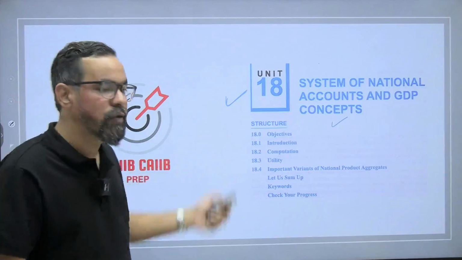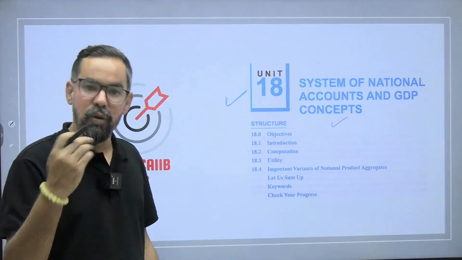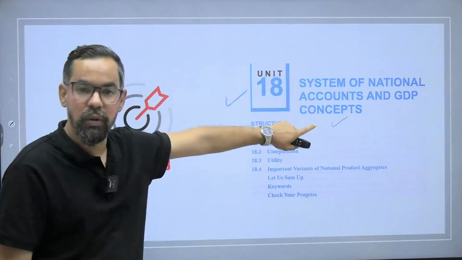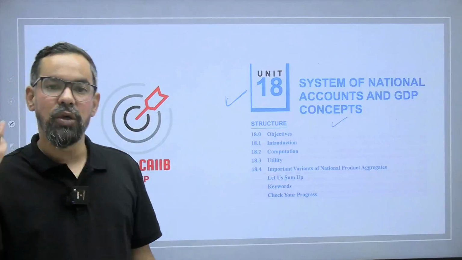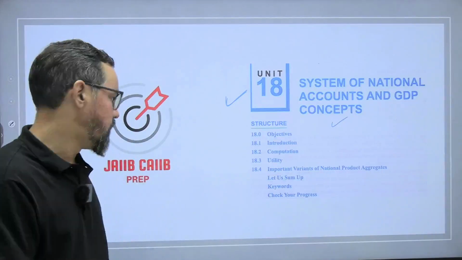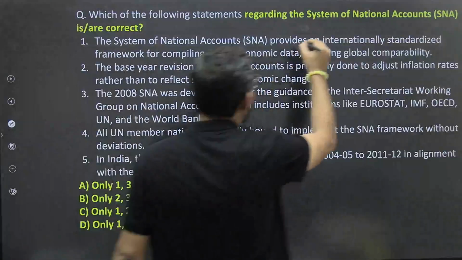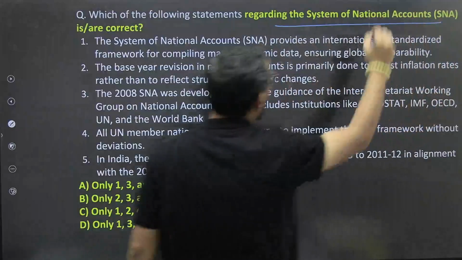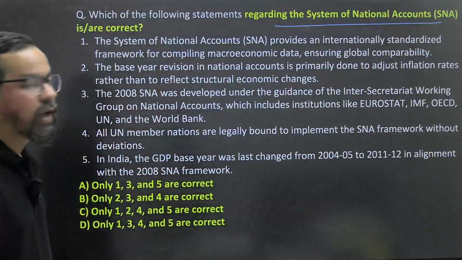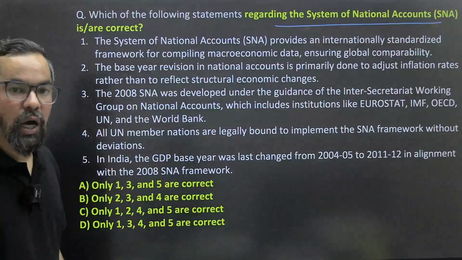Okay? So it can be 2 marks on an average. It can be one question around this or around this, or it can be half mark or 1 mark, 2-3 questions based on this particular unit, right? So which of the following statements regarding system of national accounts SNA are correct? So this is a 2 marks question without any doubt.